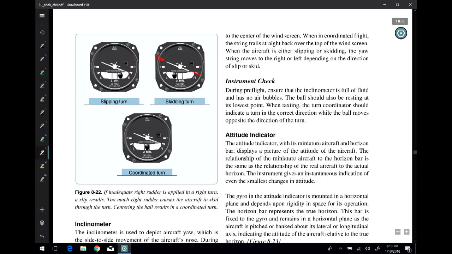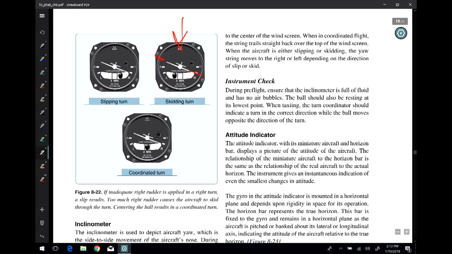So if you notice that the little miniature airplane inside your turn coordinator has wings touching both sides of those marks, you know that your wings are level. And that's pretty helpful. You think, well, duh, I should be able to tell if my wings are level. Well, sometimes you can, sometimes you can't. If you are in the soup, you may not be able to tell.